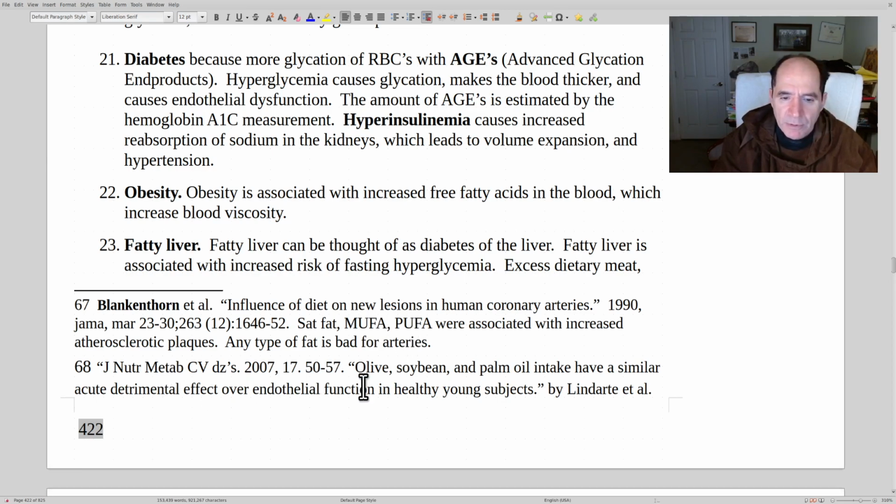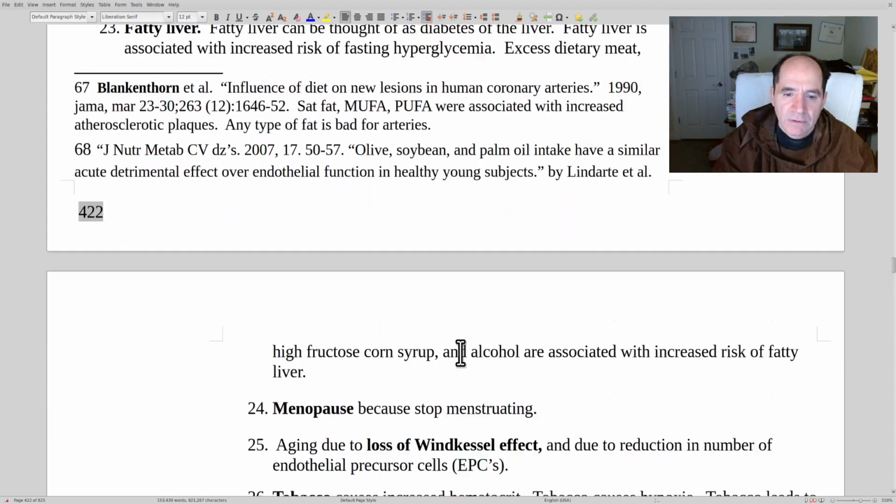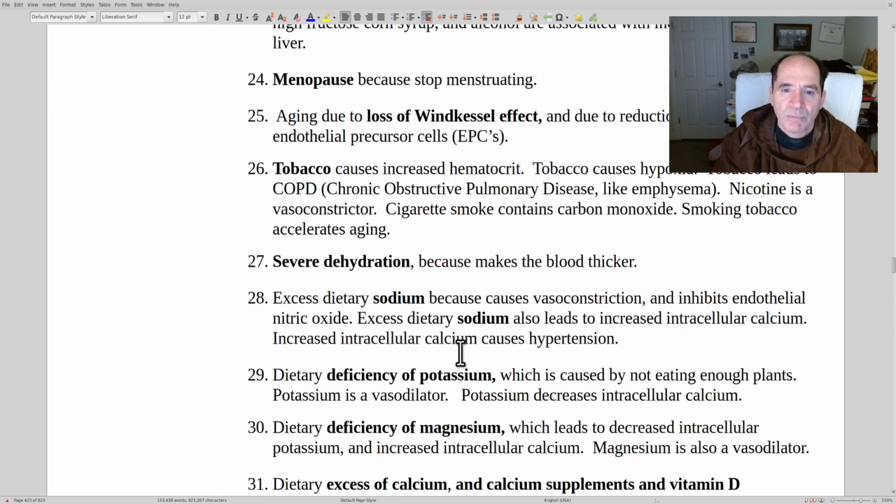Here's another paper: olive, soybean, and palm oil have similar acute detrimental effects on endothelial function. They're all bad. There is no good oil, so don't listen to anybody trying to tell you that one or the other oils is good in some way. They're all bad for you. They're not a normal food. They're a processed thing that's toxic to your arteries.